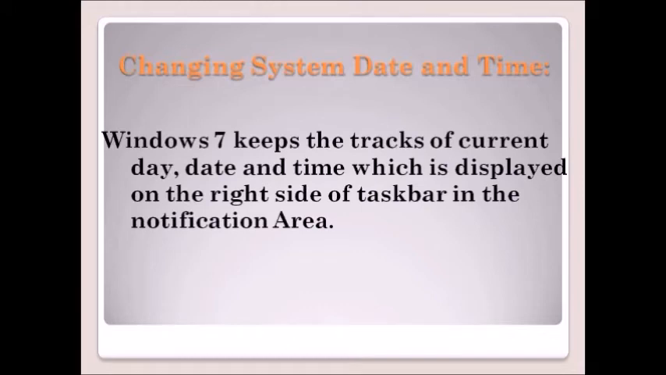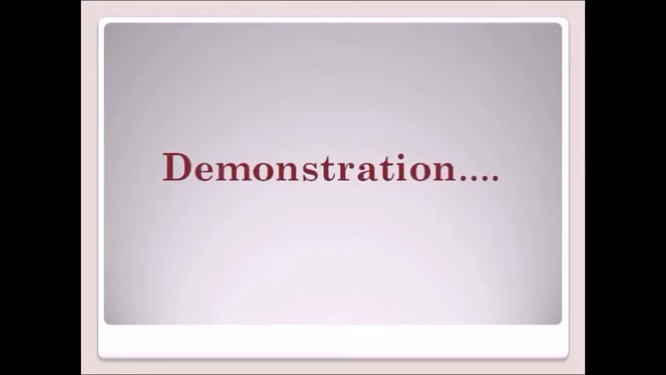So let's start with changing the system date and time. Windows 7 keeps track of the current day, date and time, which is displayed on the right side of the taskbar in the notification area. If the date and time is not updated automatically for some reason, you can set it right like this. So let's practically demonstrate it.